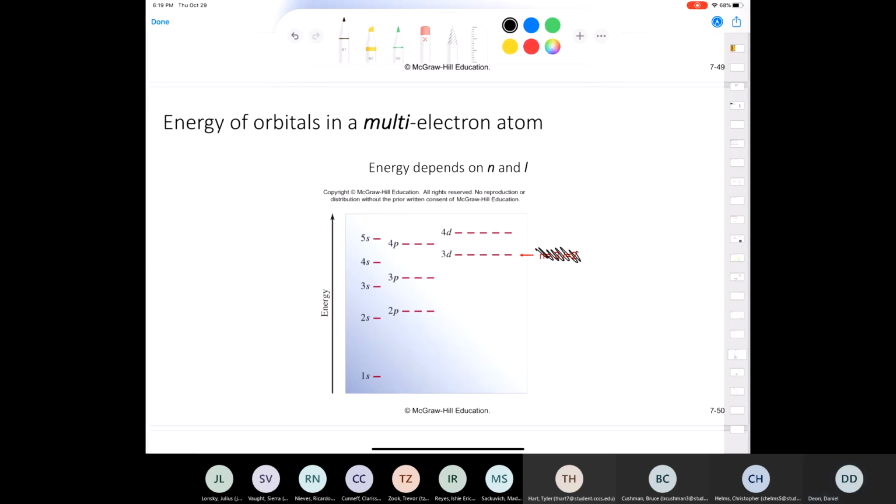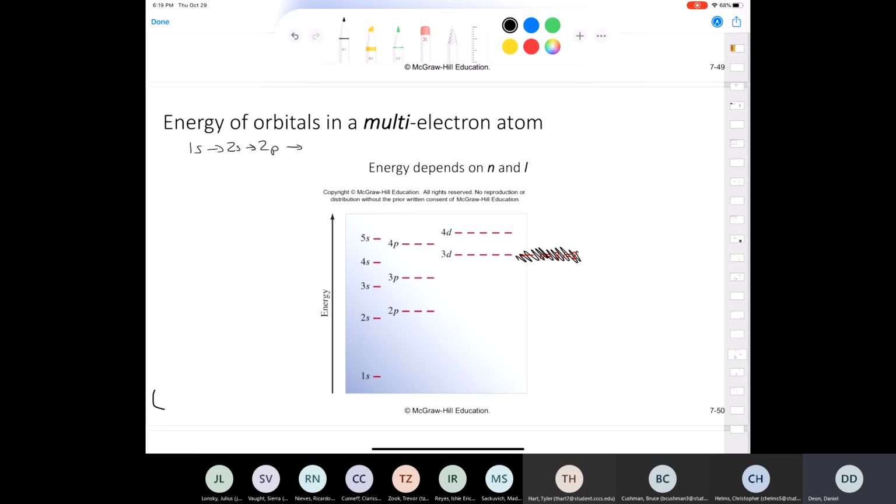That's a typo. I didn't mean to have that in there. Okay, you can see that we go from a 1s, right? As we increase in energy, we go from a 1s to a 2s to a 2p. Let me try to clean this up. To a 2p. And then what's next?